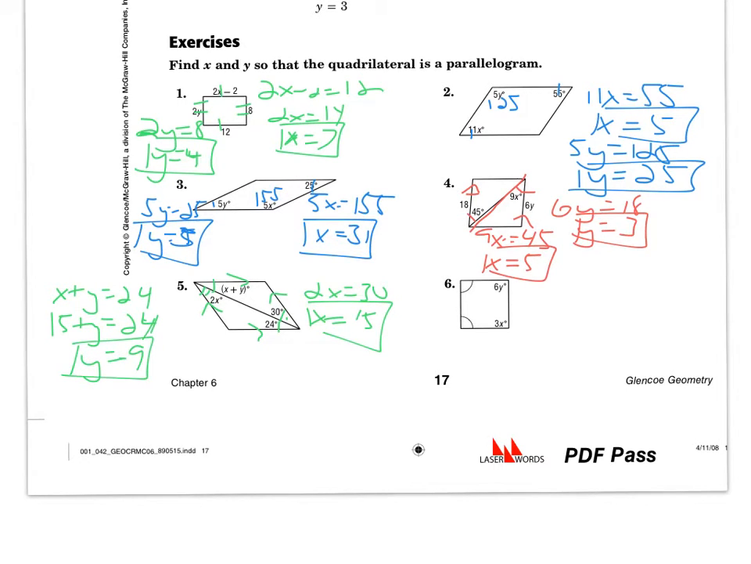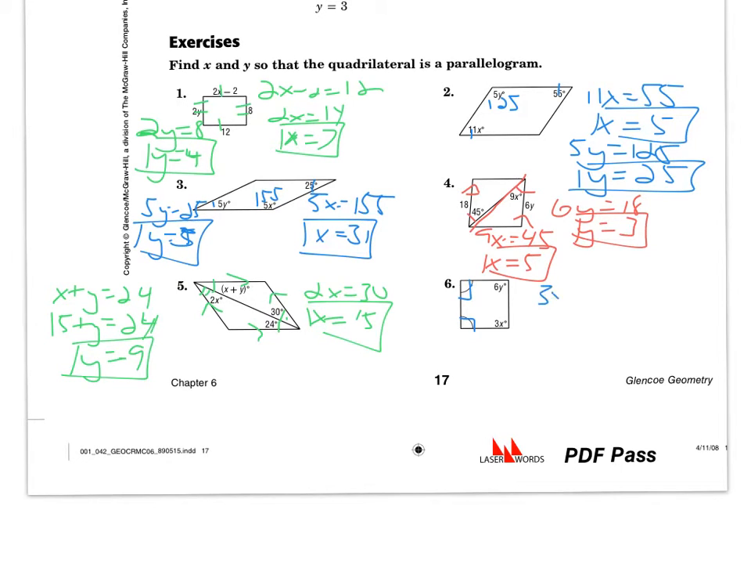Okay, and the very last problem. Once again, when you have two consecutive angles that are equal to each other, you know that these are both right angles. They have to be right angles. It's the only way you could possibly do it. So I know that everything has to be a right angle.